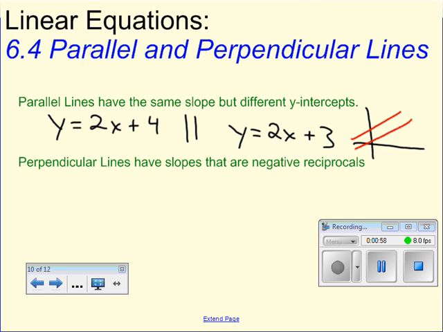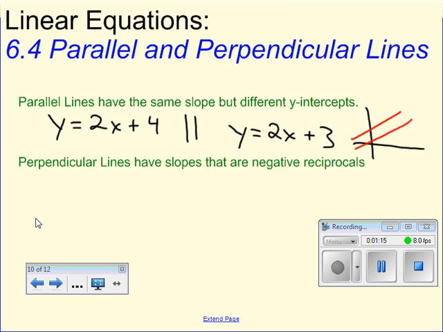They'll have the same slope, but different y-intercepts. If they had the same y-intercept, well, that would be the exact same line. So it wouldn't be parallel or anything, it would just be the exact same line. So they have the same slope, but different y-intercepts.